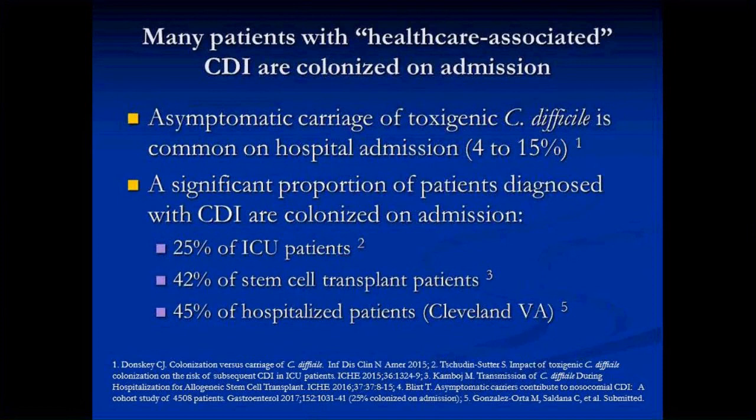So here's the background on this. Asymptomatic carriage of toxigenic C. diff is common on hospital admission. 4 to 15% of patients will carry C. diff coming into the hospital. A significant proportion of patients who are diagnosed with C. diff are colonized on admission. So 25% of ICU patients, 40% of stem cell transplant patients.